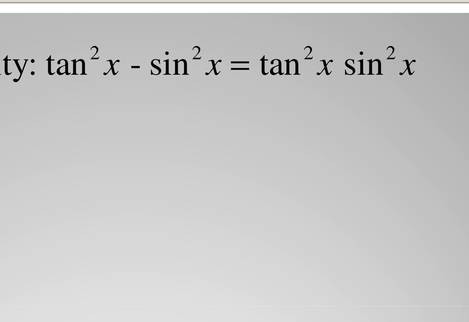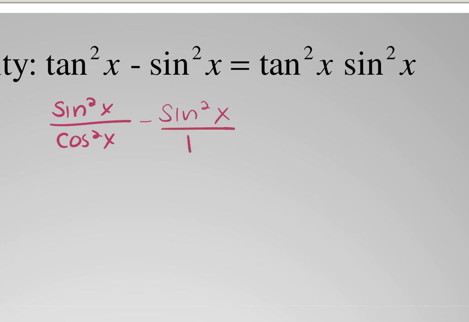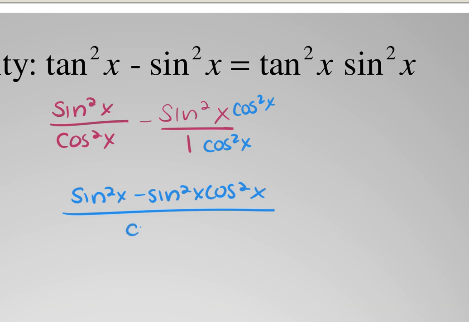First of all, because they're squares, I would have looked at my Pythagorean identities, but there's no Pythagorean identity that has tangent and sine together. So I would know I've got to do it differently. I can rewrite tangent squared as sine squared x over cosine squared x. Now, if I want these to be one term, I need to give sine the denominator of cosine. So I'm going to multiply by cosine squared on both the top and the bottom. And I get sine squared x minus sine squared x cosine squared x over cosine squared x.